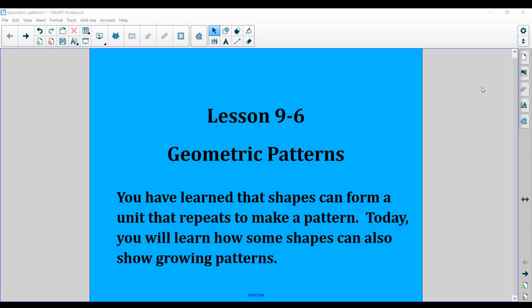All right, so I'm working in Chapter 9, Lesson 6. If you open your book, you can follow along with me. It's on pages 218 and 219. So what we're looking at is patterns. You learned that shapes can form a unit that repeats to make a pattern. Today you will learn how some shapes can also show growing patterns.